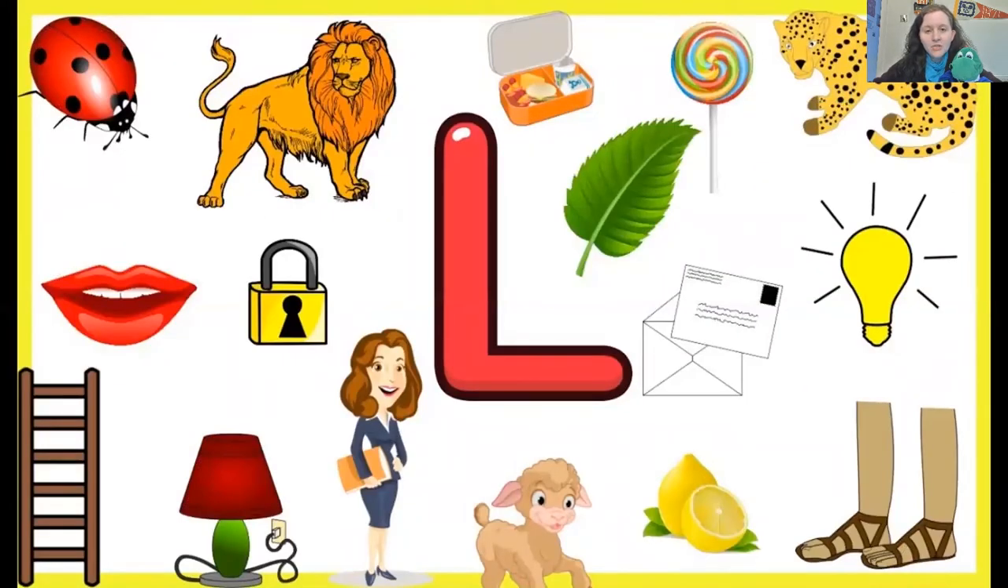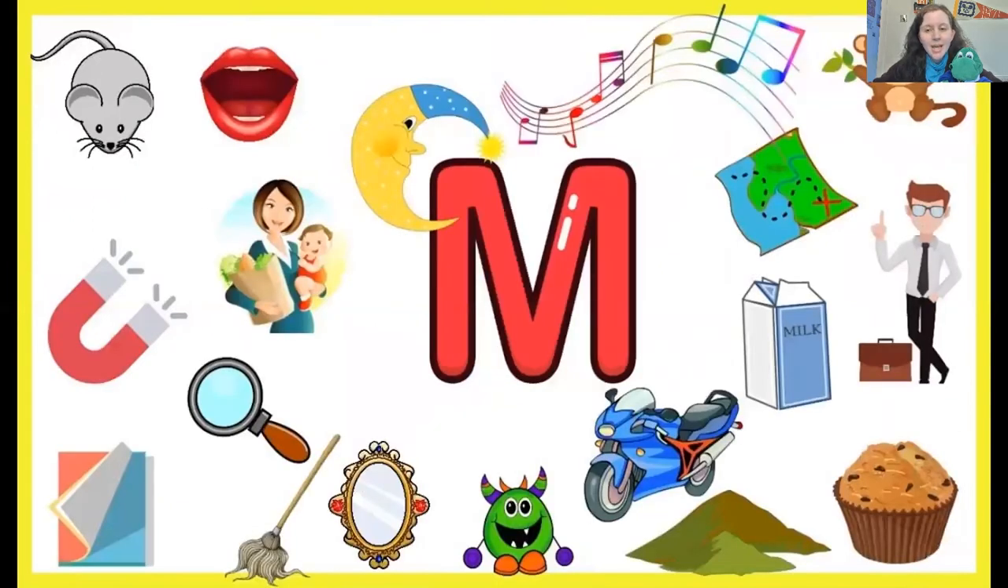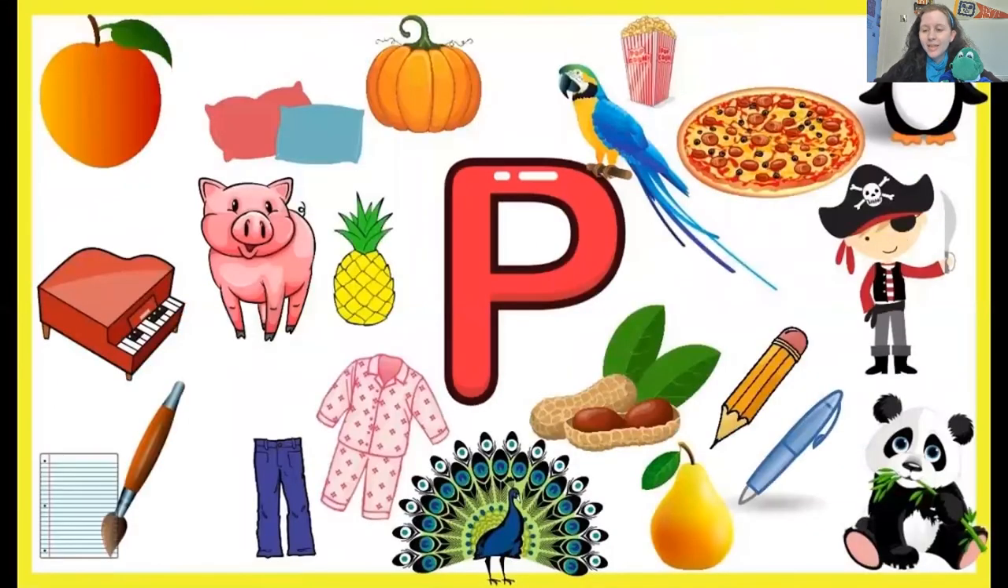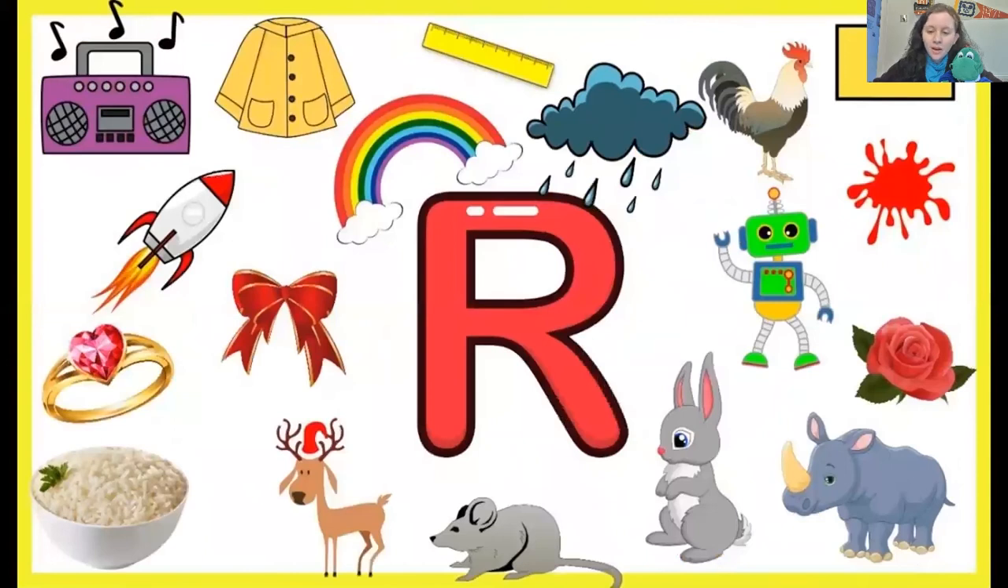Okay, the letter L for lunchbox. Pause the video if you picked the letter L. The letter M for music and muffins. Pause the video if you picked the letter M. The letter P for my favourite animal, the panda. Pause the video now if you picked the letter P. R for rat and reindeer. Pause the video now if you picked the letter R.